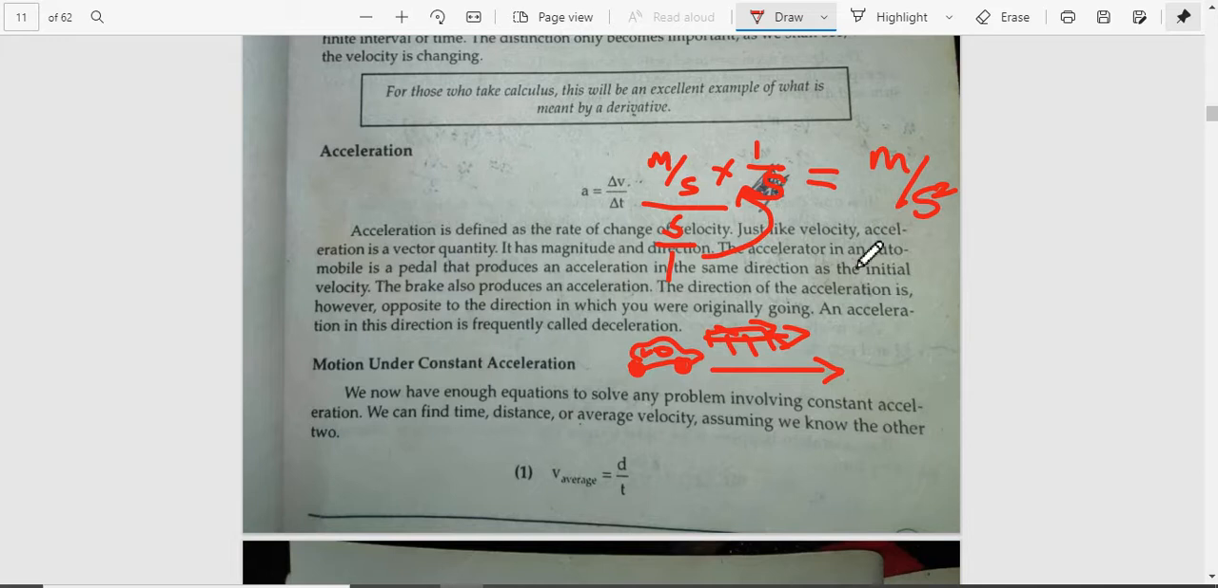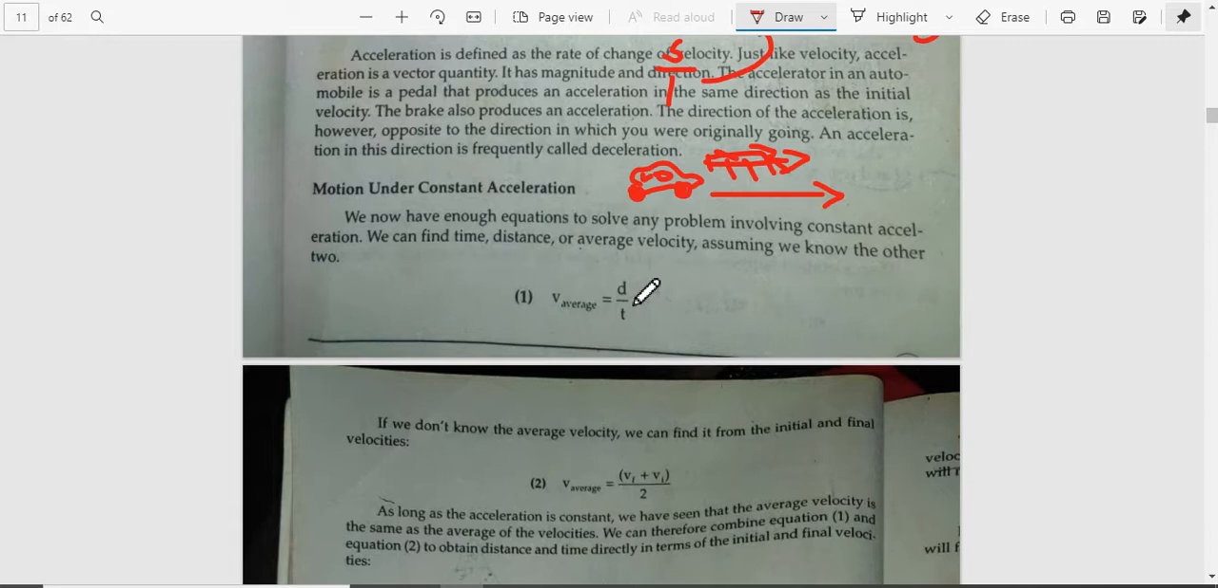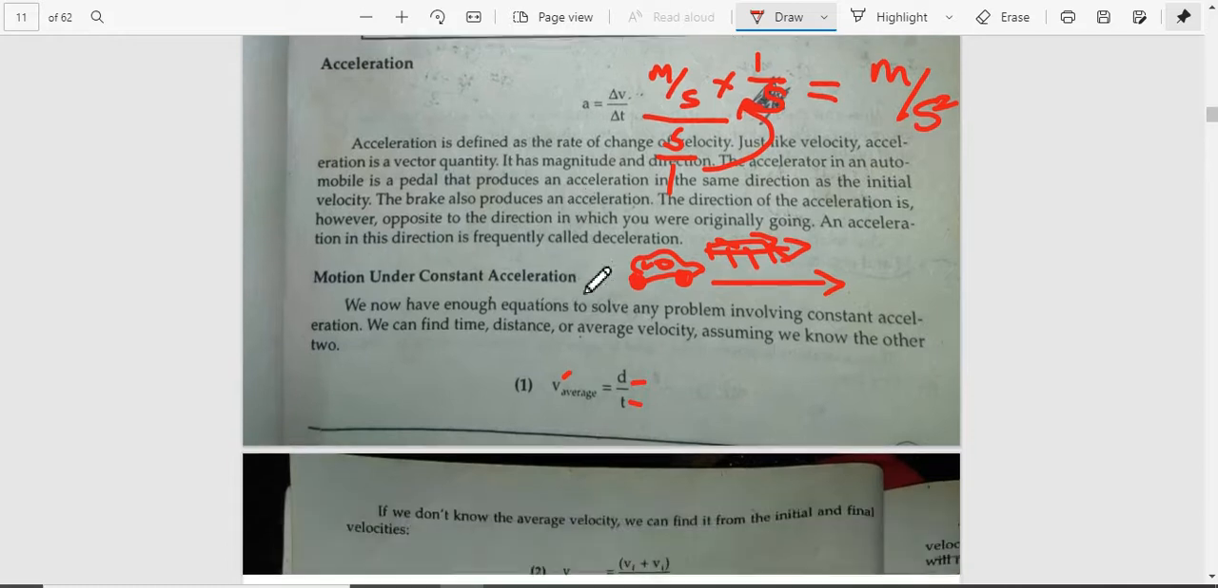So, under motion with constant acceleration, we now have enough equations to solve any problems involving constant acceleration. We can find time, distance, or average velocity, assuming we know the other two. The other two, very important, are your distance and your time. If you have distance and time, you will have your velocity, the average velocity. If we don't know the average velocity, we can find it from your initial and final velocity.